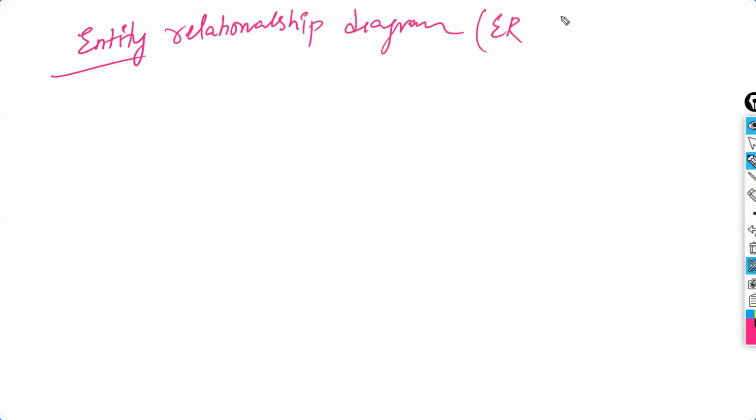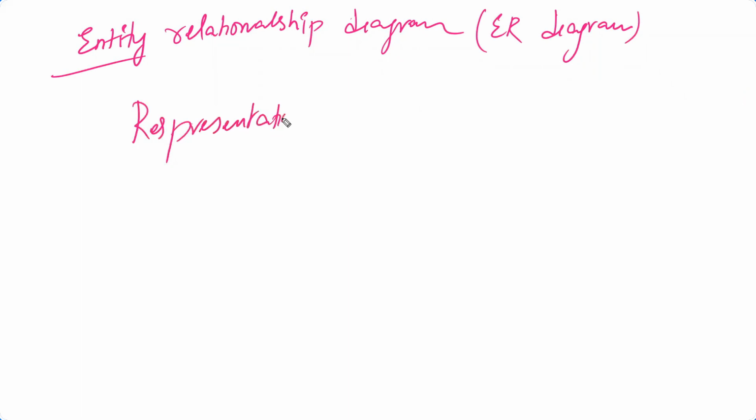Most important interview question. You will 100% get this interview question in SQL. Entity relationship diagram, which is also called an ER diagram. What is the meaning of ER diagram? It means representation of your schema. Representation of the schema as a diagram is called an ER diagram.